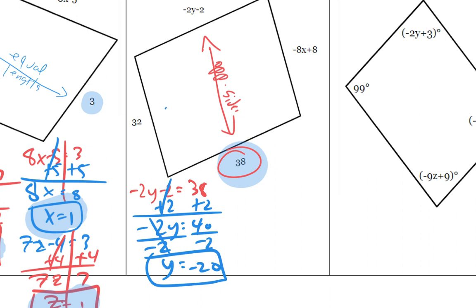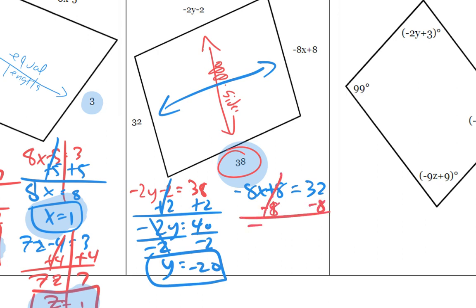What do we know about these two? We know they have to be equal. So we could say negative 8x plus 8 equals 32. Go ahead and pause, see if you got this one. All right, we're going to subtract 8. Subtract 8 cancels. Negative 8x equals 24.